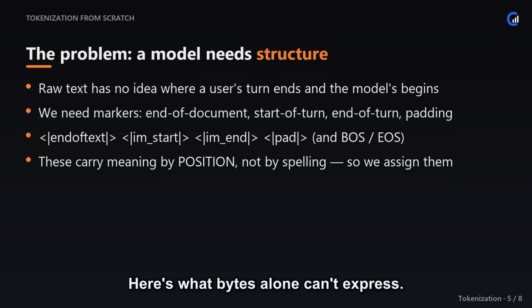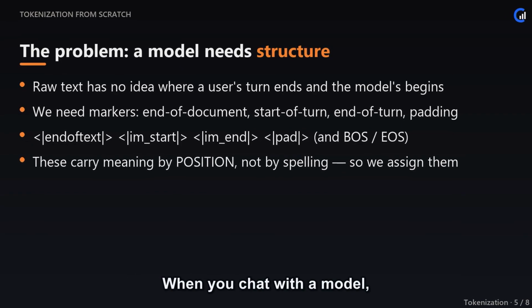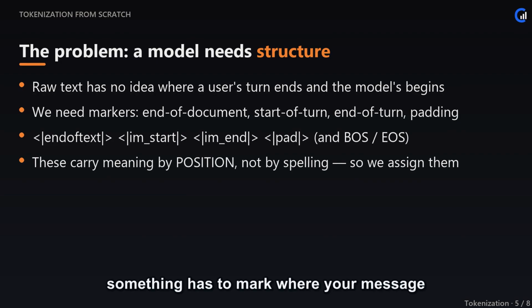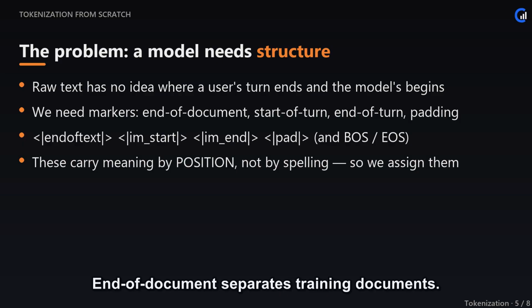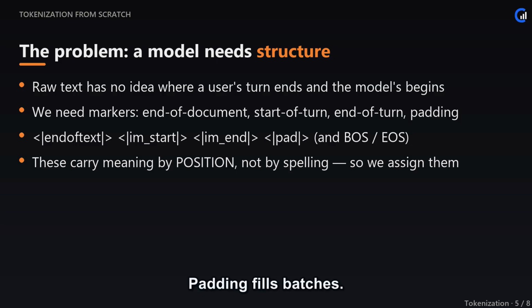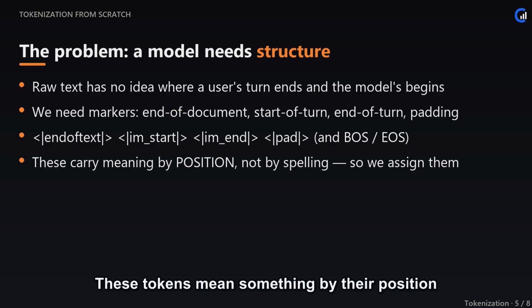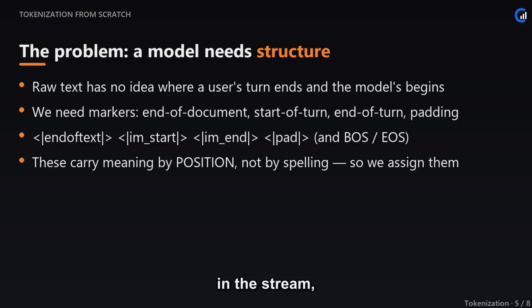Here's what bytes alone can't express. When you chat with a model, something has to mark where your message ends and the model's reply should start. That's what special tokens do. End of document separates training documents. Start of turn and end of turn wrap each message. Padding fills batches. These tokens mean something by their position in the stream, not by any letters, so we don't learn them, we assign them deliberately.